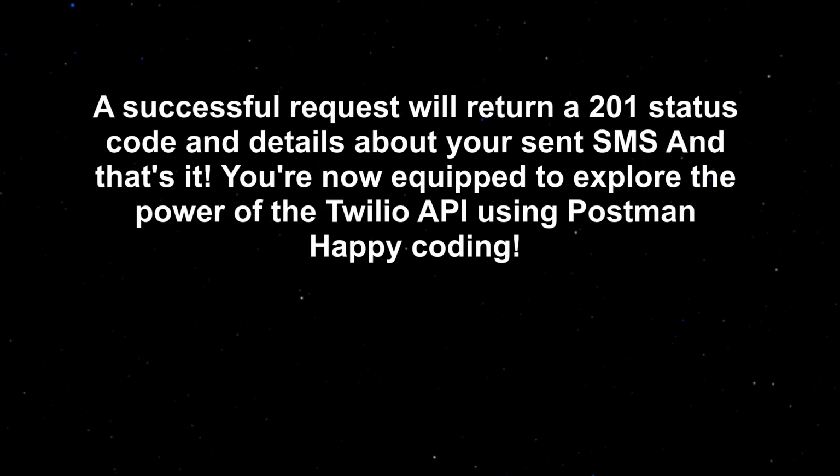A successful request will return a 201 status code and details about your sent SMS, and that's it. You're now equipped to explore the power of the Twilio API using Postman. Happy coding!